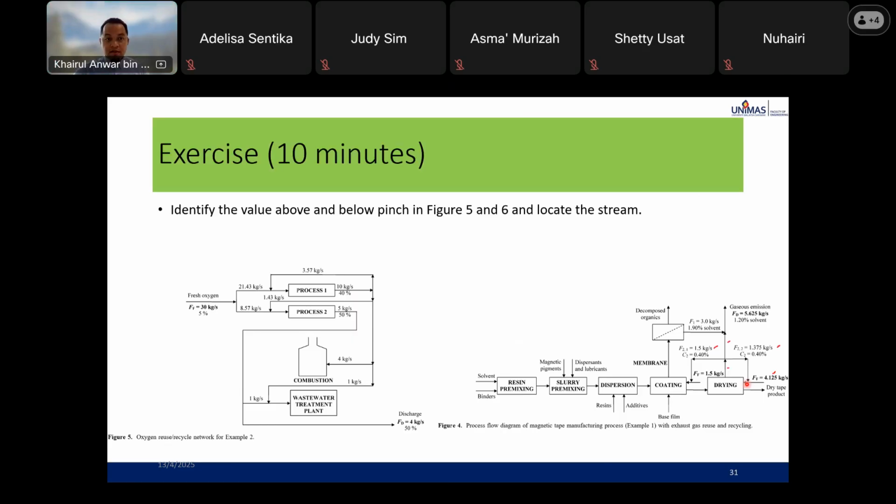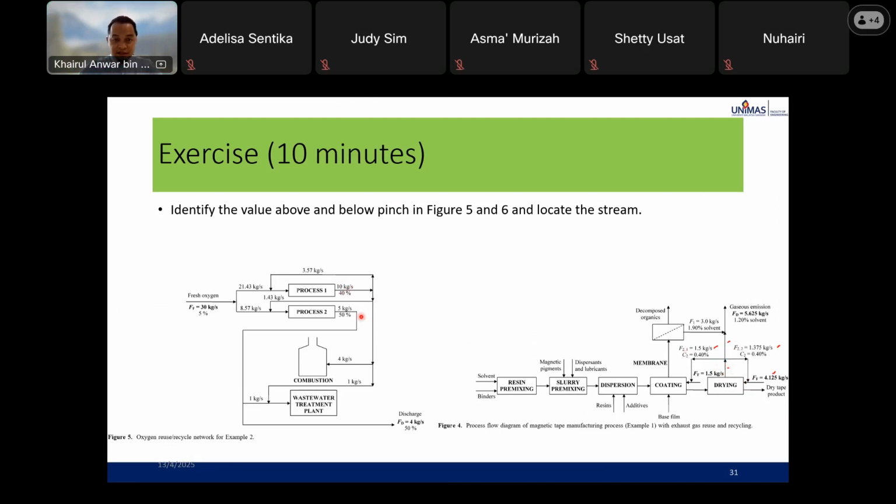Modify the value above and below the pinch, find the value above and below the pinch. Value above the pinch. I think we will tell you the answer. This is the pinch. So process 2 is for example 2. This is the pinch product, the pinch stream in the process of example 1.